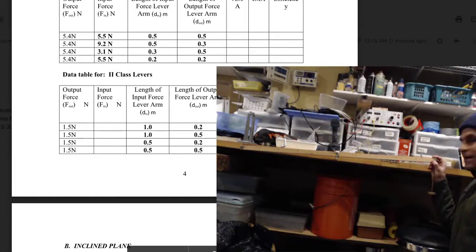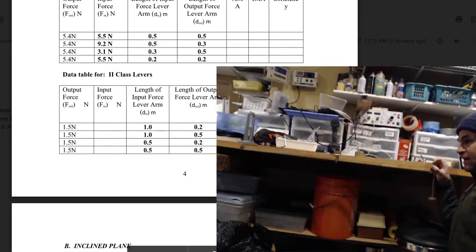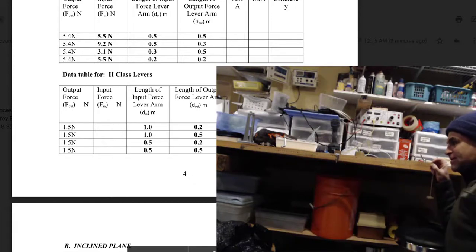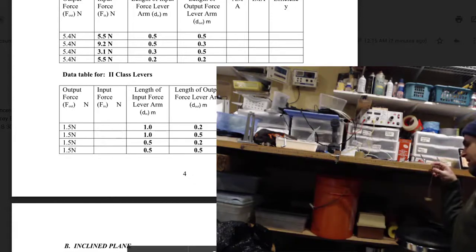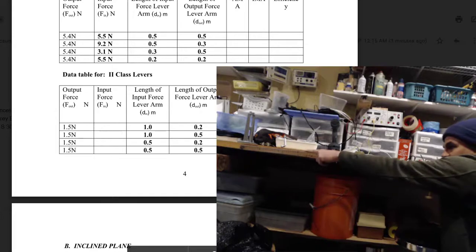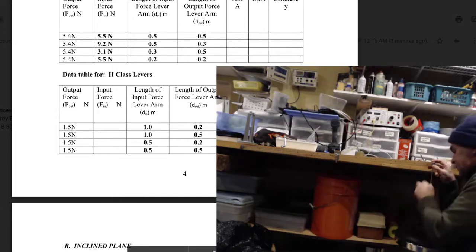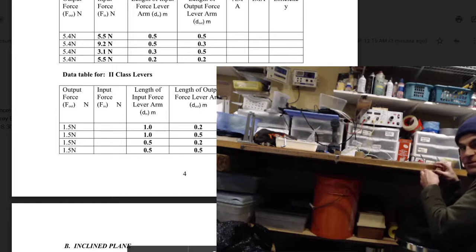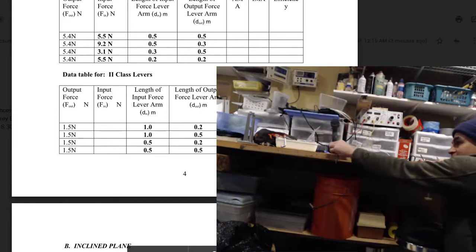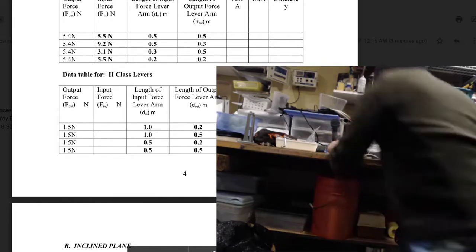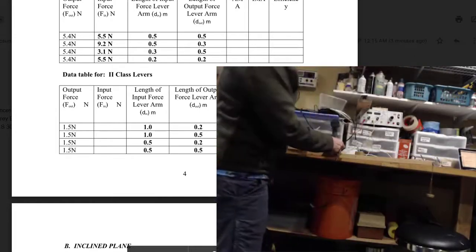All right, this is now the class 2 lever. And because of some practical issues, I had to hook it up and screw it into my table here. So this is a meter stick, and we're going to have the fulcrum point at that end of the meter stick all the way down there. And this is the input force, this is the weight, and then this is the output force. This is the force I have to exert in order to keep the system in equilibrium.